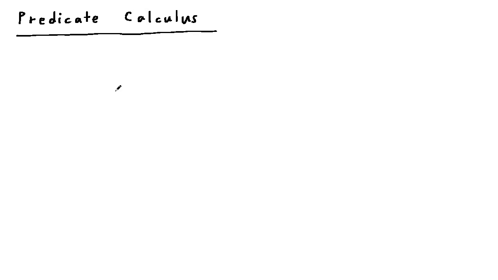In the previous section, we have looked at statement variables, P, Q, R, etc., and the 5 logical symbols: not, and, or, implication, and biconditional.